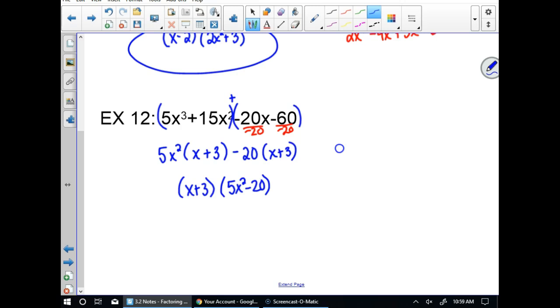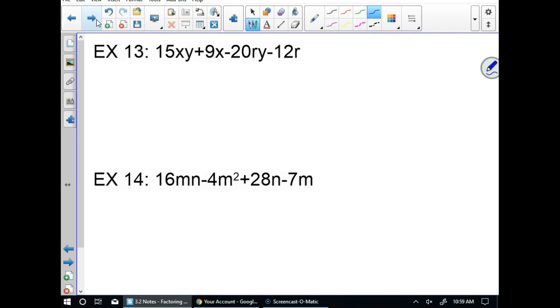Okay, questions? All right, here's our next couple. Okay, 13 looks pretty crazy with all those different letters, but we're going to do the same thing, group both.